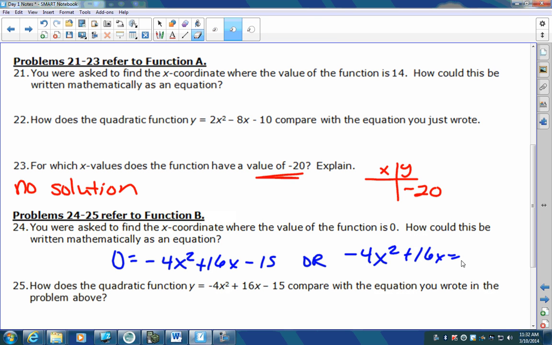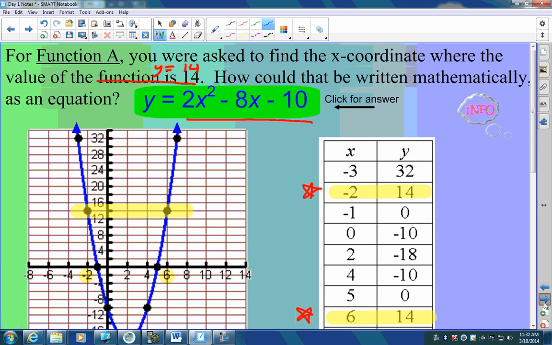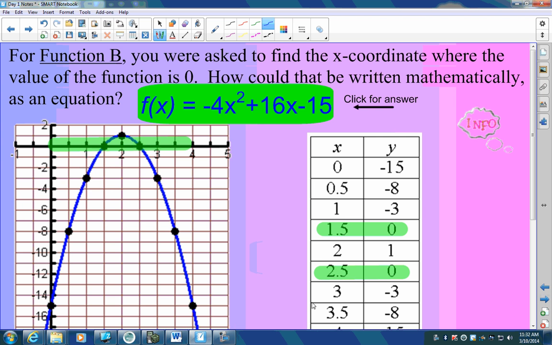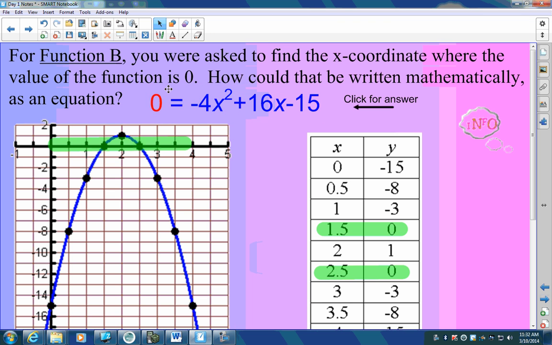When it says how do they compare, well, they're the same equations. You have the equation, but all we're doing when they say when the function equals 0 is we're setting it equal to 0.